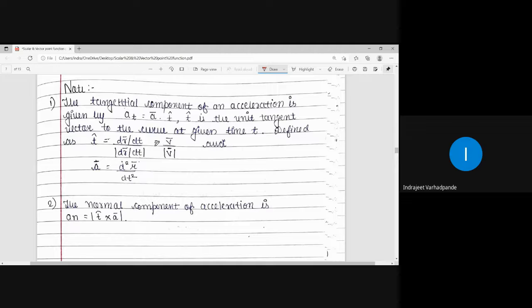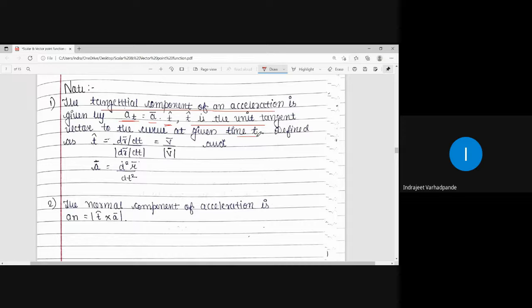In the coming few examples, we may be required to implement all these concepts so as to get the calculation as per the required result. So note number 1 says that the tangential component of an acceleration is given by a suffix t. This represents the tangential component, which is nothing but the dot product of a bar, that is acceleration, along with t cap. Now what is this t cap? T cap is the unit tangent vector to the curve at given time t.